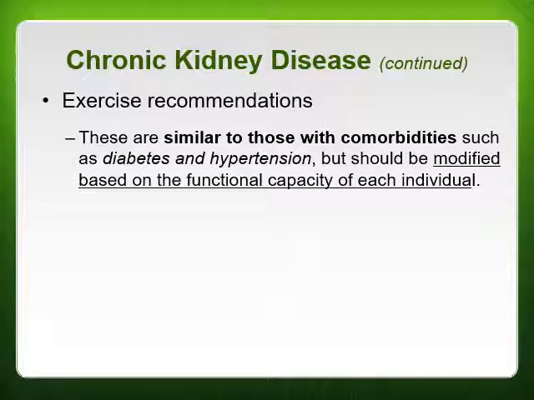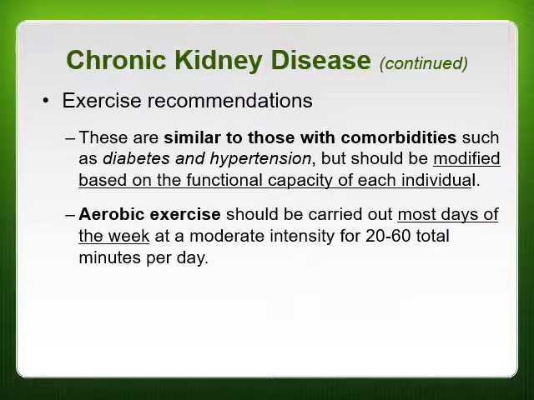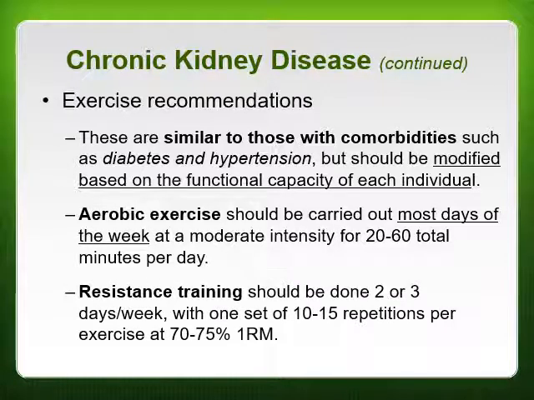And finally, to close this out, the exercise recommendations. What can we give them? Well, go back and listen to what I said about diabetes and what we talked about with hypertension. Modified based on the functional capacity of each individual, but pretty much the same kinds of exercises, the same protocol. With most special populations, you're going to start with lower intensity and then work your way up. Most days of the week, moderate intensity, 20 to 60 minutes. And then resistance training, 2 to 3 days a week, one set of 10 to 15 reps at 70 to 75%. Those are the recommendations.